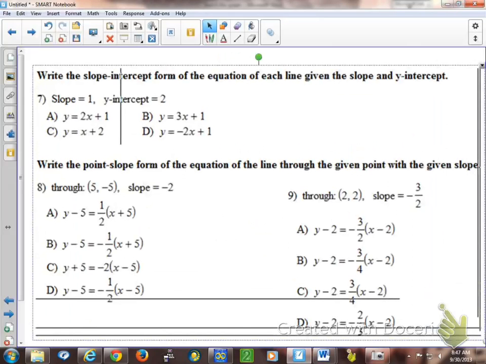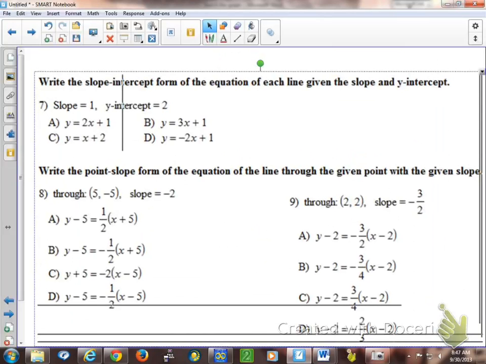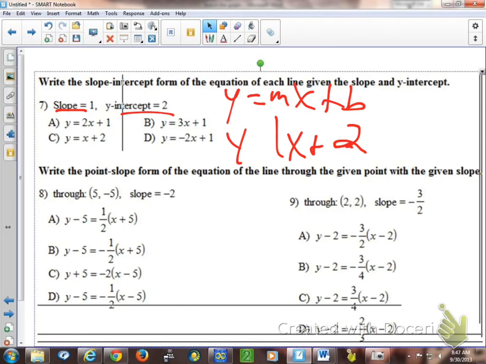Number 7. Write the slope-intercept form of the equation of the line. If I give you one like number 7 on your test, you should be thanking me, because that is extremely straightforward. Slope-intercept form, which we wrote down just a second ago, all you have to have for it is slope and intercept, which they give you. The intercept is 2. The slope is 1. Y equals 1x plus 2.